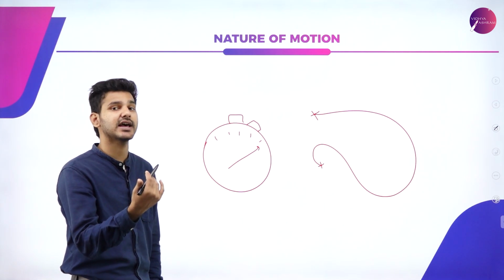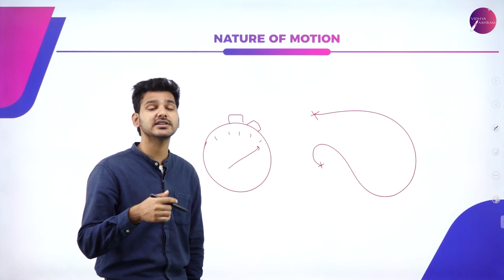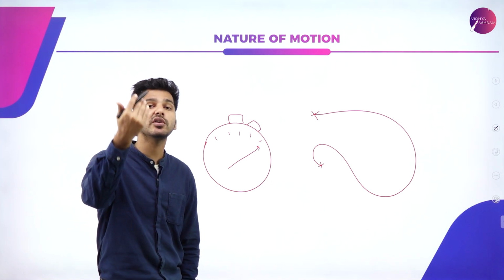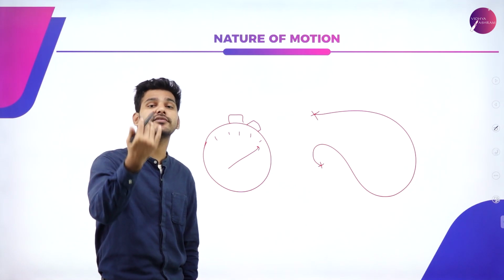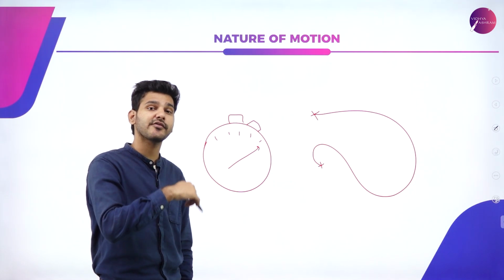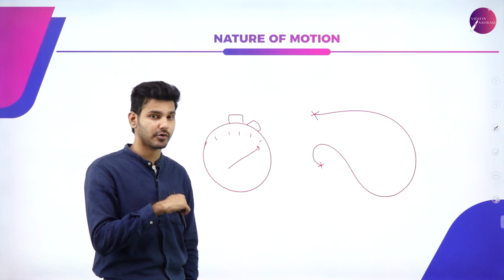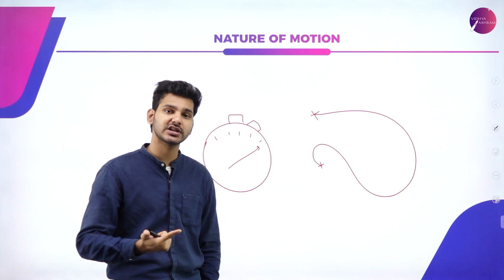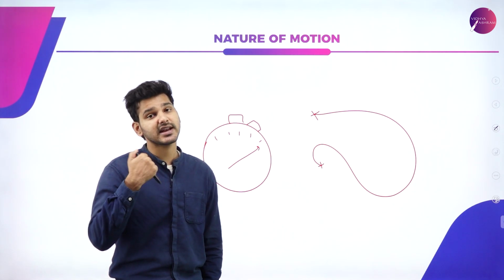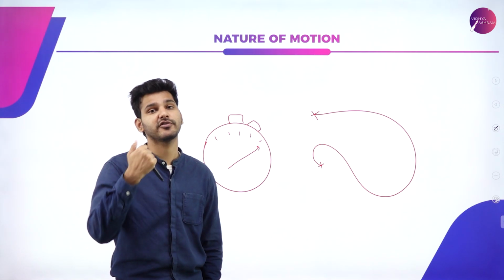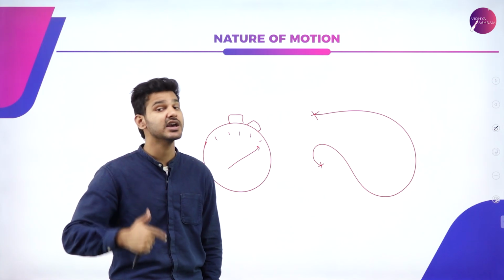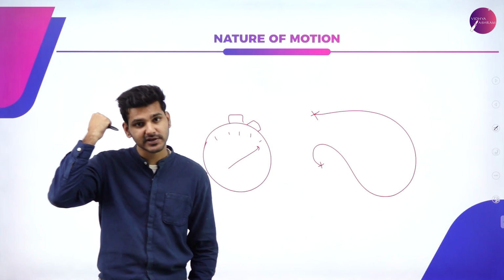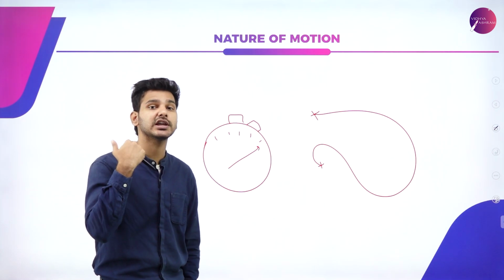In order to understand that, we need to first identify if it is uniformly increasing, if it is uniformly decreasing, if it is non-uniformly increasing, if it is non-uniformly decreasing. So that is why uniform and non-uniform motion are very important. So we know that there is uniform motion, non-uniform motion, and we also know that it can depend on what we are measuring. It can be uniform acceleration, uniform velocity, non-uniform velocity, non-uniform acceleration or non-uniform displacement, depending on what we are trying to measure.